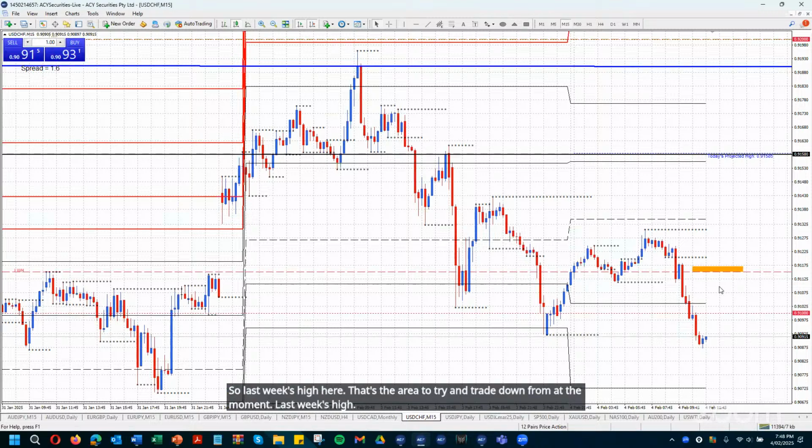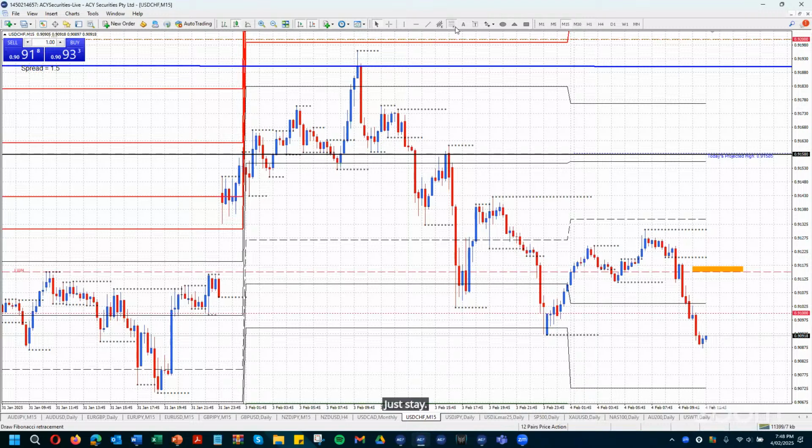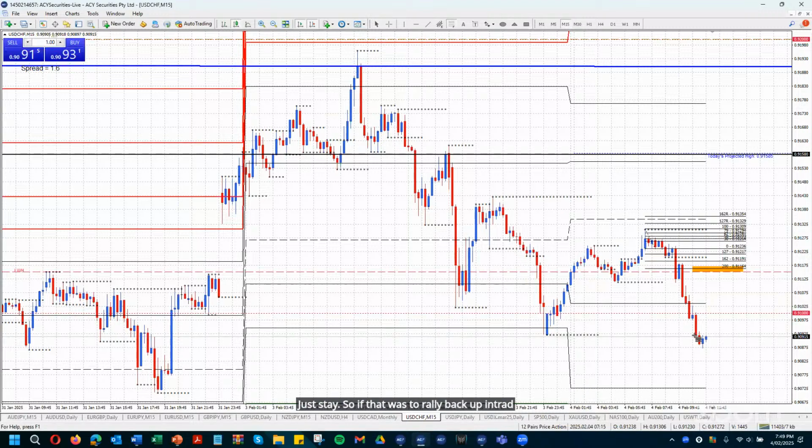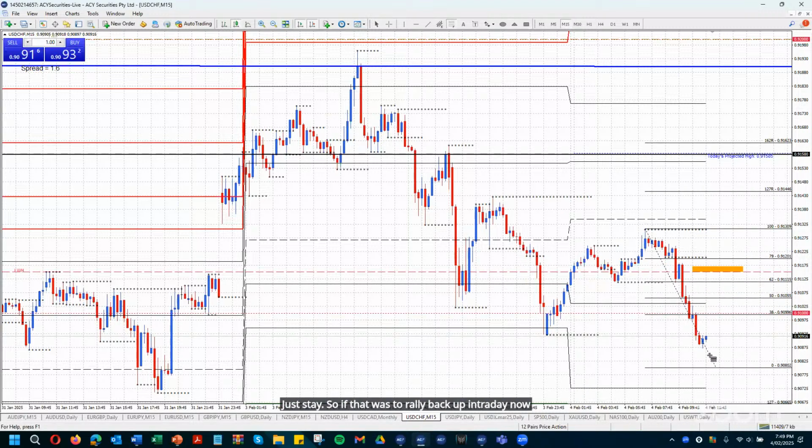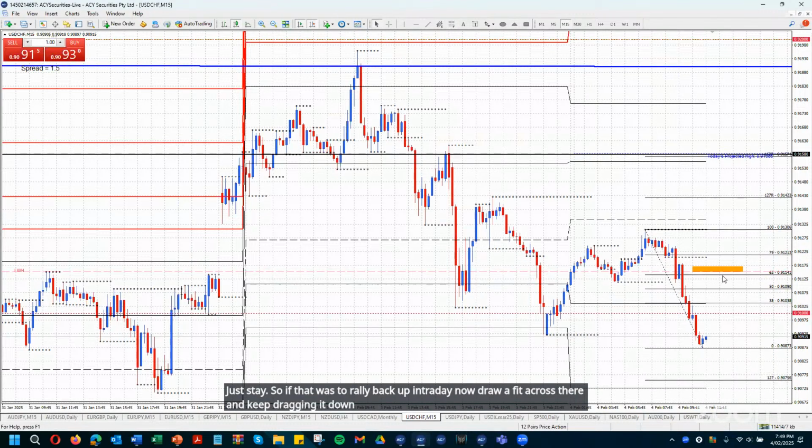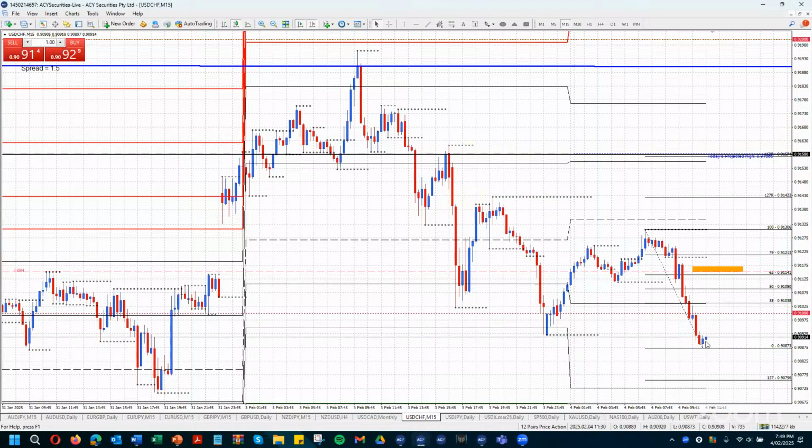Just there. So if that was to rally back up intraday now, draw a fib across there and keep dragging it down. 62 levels, very close to last week's high. All right. That would be the area to watch.